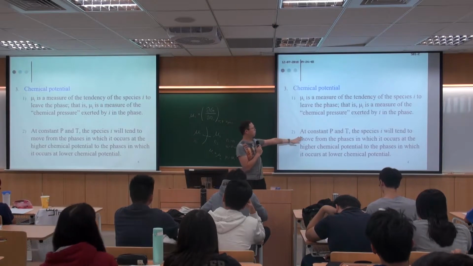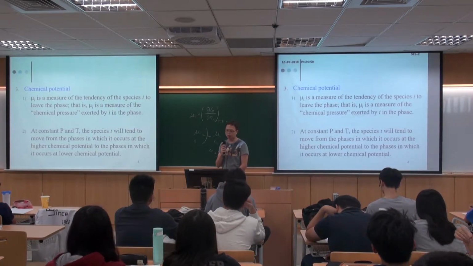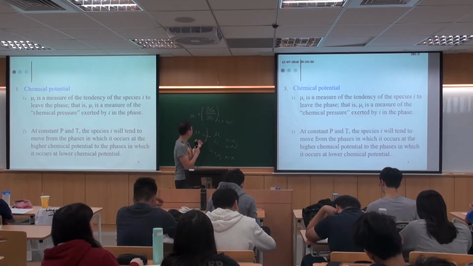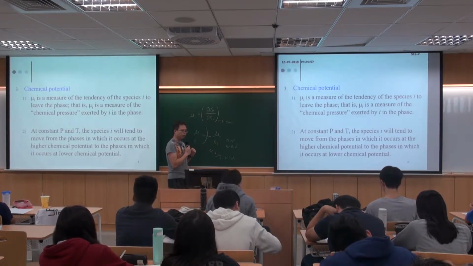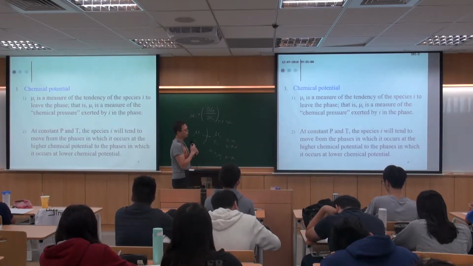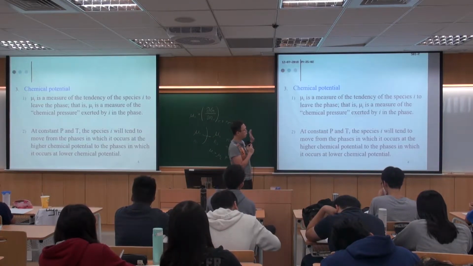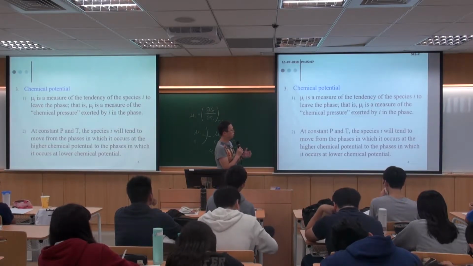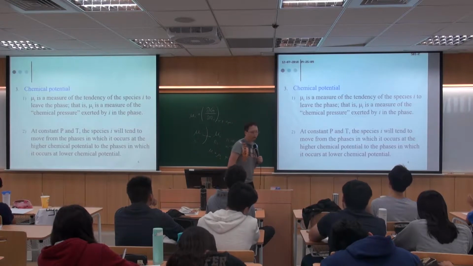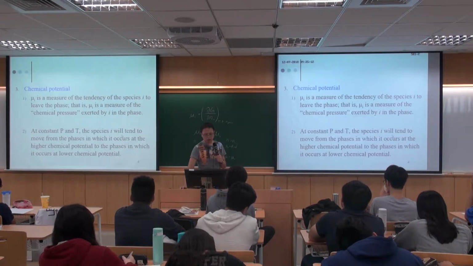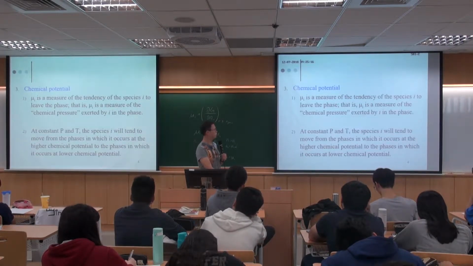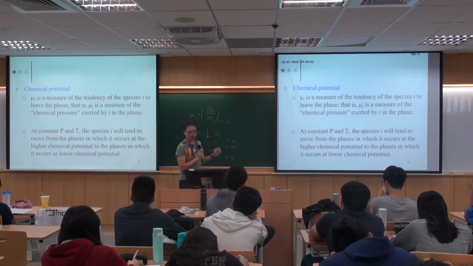But of course, if you are dealing with constant pressure and constant temperature, but the numbers of particles in different species or different phases in these materials are different, then the chemical potential will be the measure of the movement of these particles or these molecules. And therefore, the species i will tend to move from the phases in which it occurs at higher chemical potential to a lower chemical potential. Okay, that's just what I described over here.